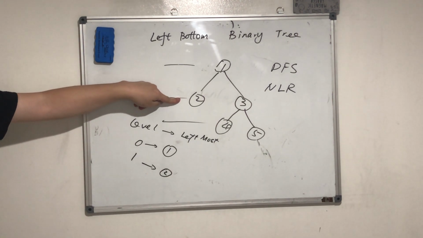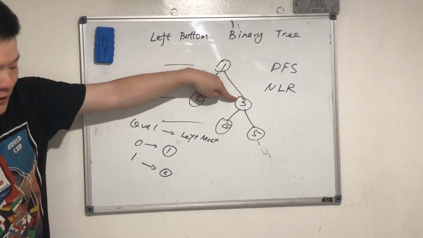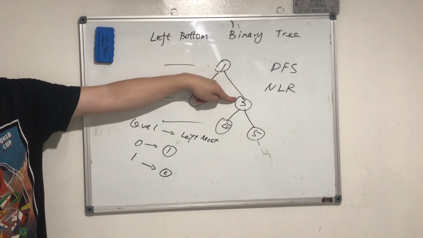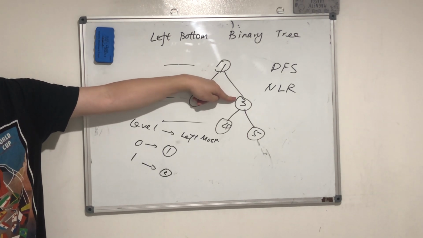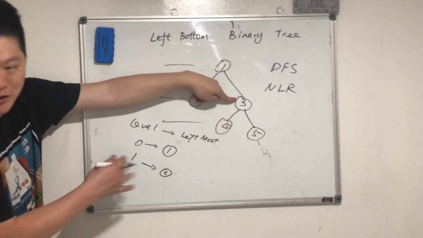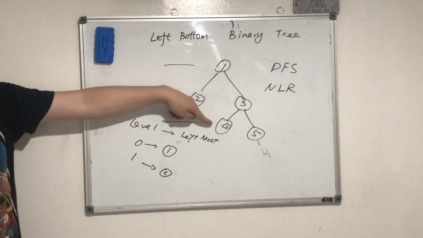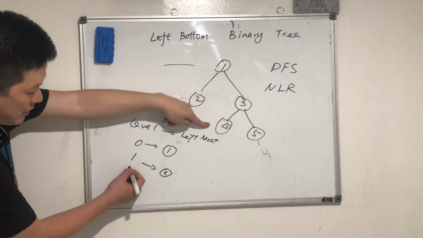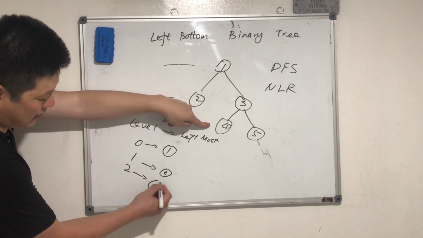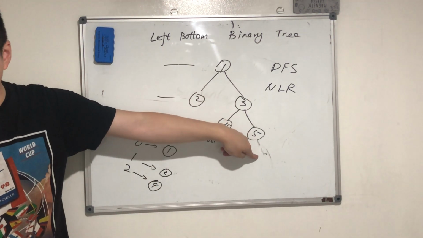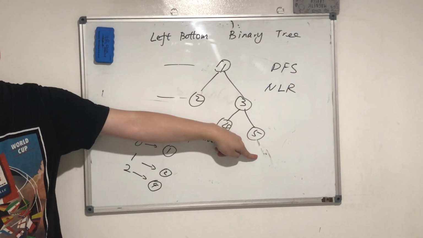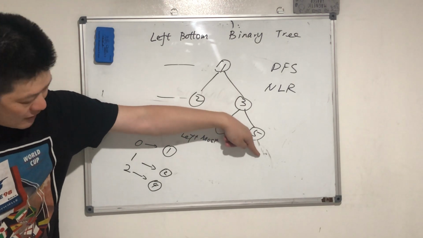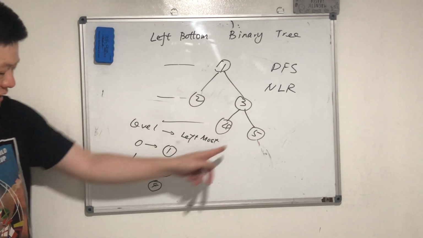Then what's next? 3. Have we visited any node in level 1? Yeah. So we don't update. Have we visited a node in level 2? No. So we set level 2 to node 4. Next, have we visited level 2? Yes. Then we stop.